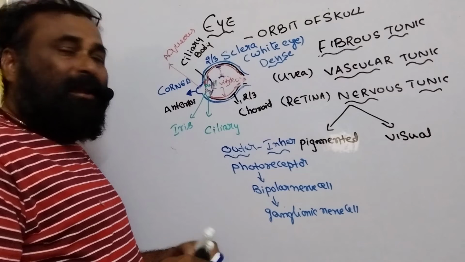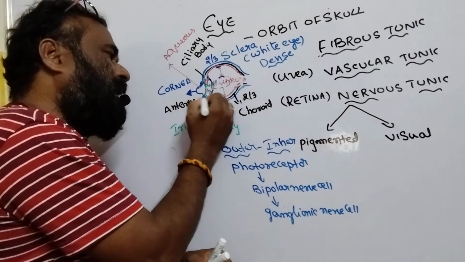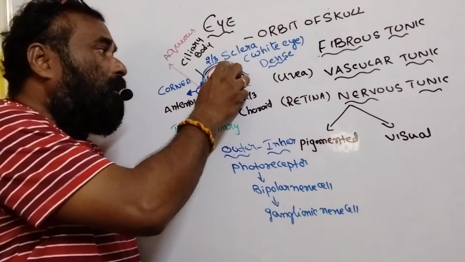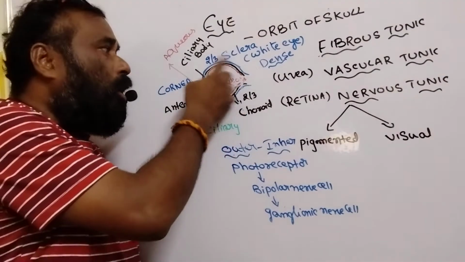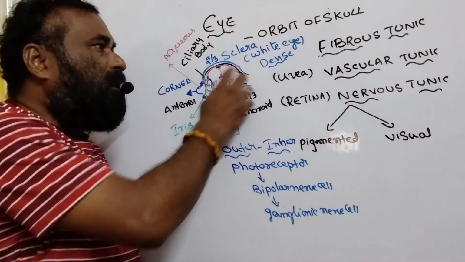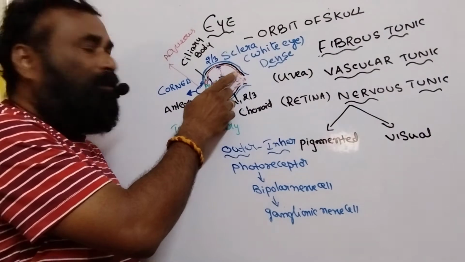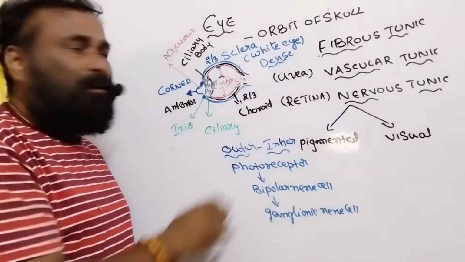There is the canal of Schlemm in between cornea and sclera. It is said to be the scleral venous sinus. Beneath that, it is a non-vascularized, non-nutrient portion. Beneath that, there is a vascular tunic. The vascular tunic has the choroid portion, ciliary body and iris muscle.